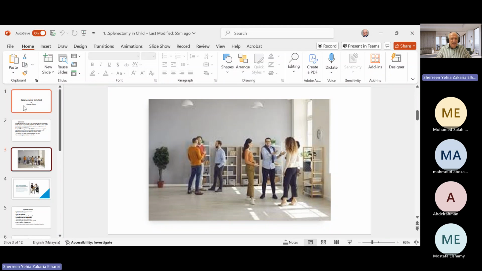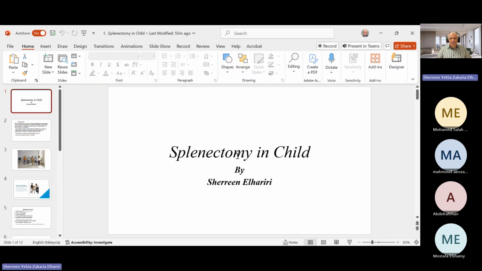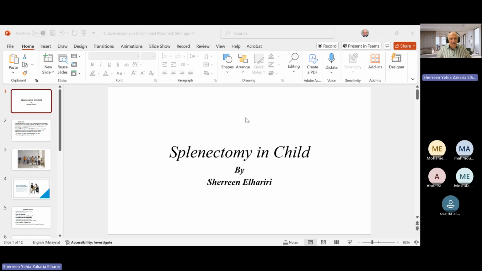I will start with this famous case, splenectomy in the child. So we just ask, is there any volunteer? Osama is not here, so any volunteer? Okay, Dr. Osama again. Any volunteer to answer this? I can. Okay, you can start again. All right, you need to not be shy.